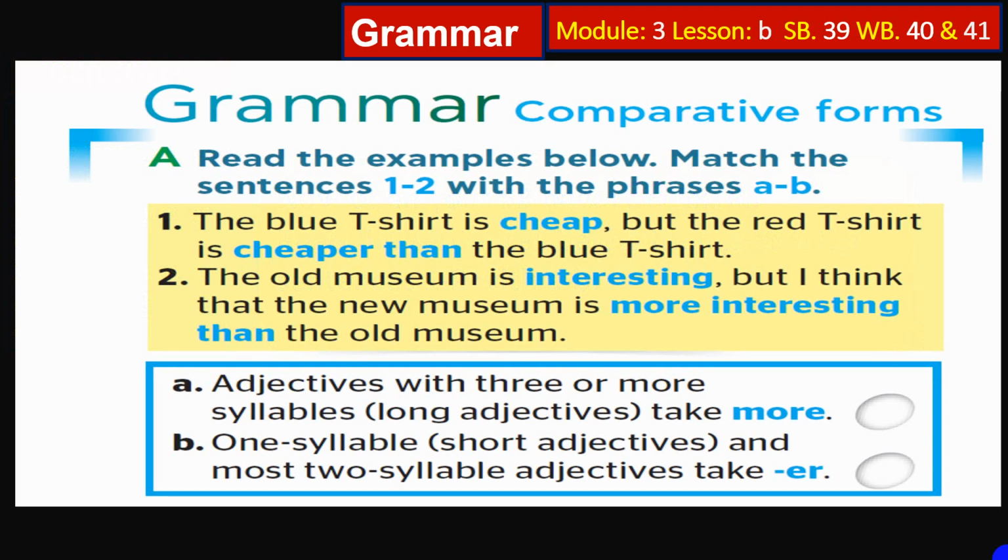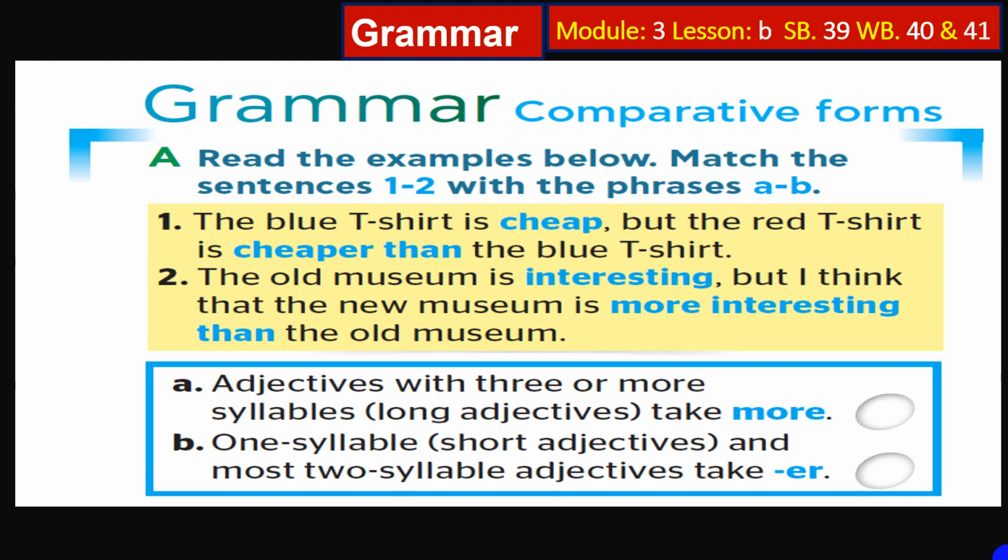Open it now to the grammar page. Read the first question. Read the examples below. Match sentences 1 and 2 with the phrases A and B. Okay? Think about this one. The blue t-shirt is cheap, but the red t-shirt is cheaper than the blue t-shirt. Okay, move on to the second one. The old museum is interesting, but I think that the new museum is more interesting than the old museum. Okay, think about this one. Now move on to A and B.